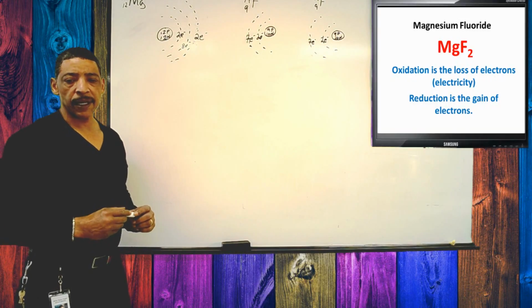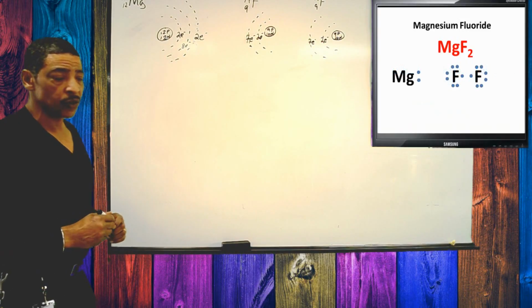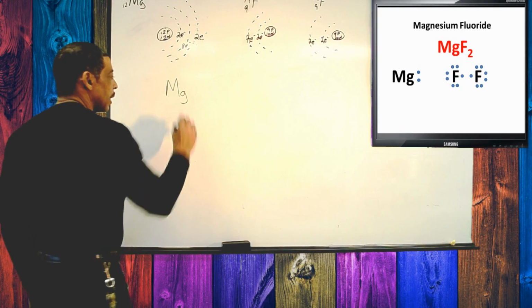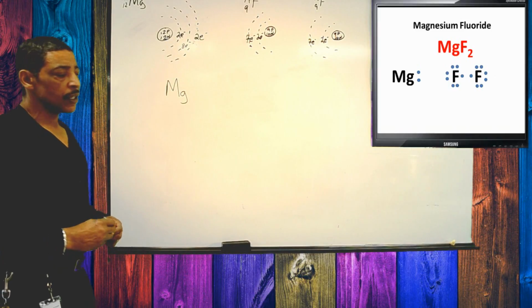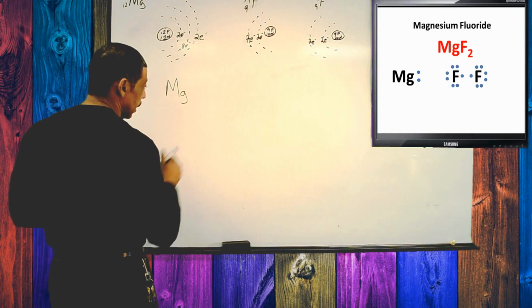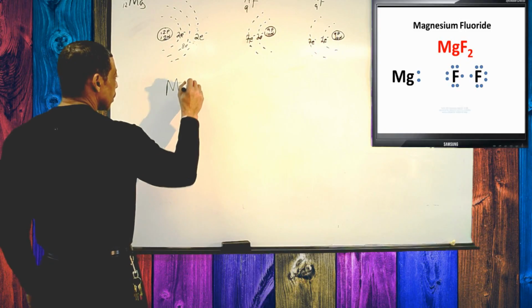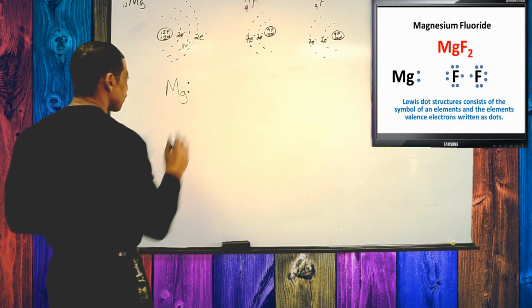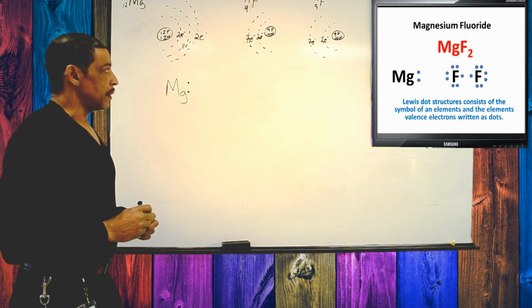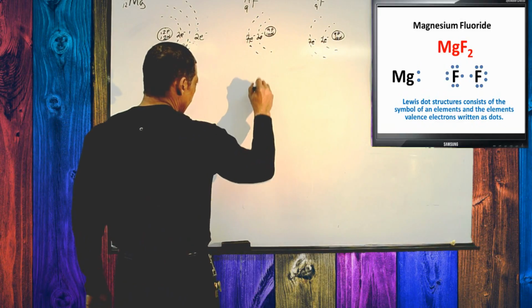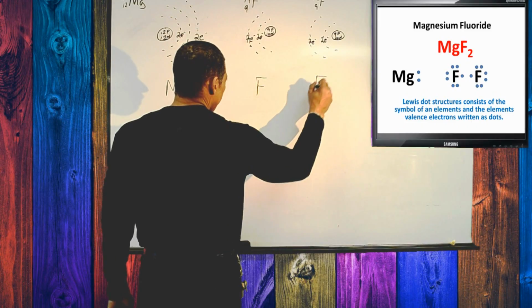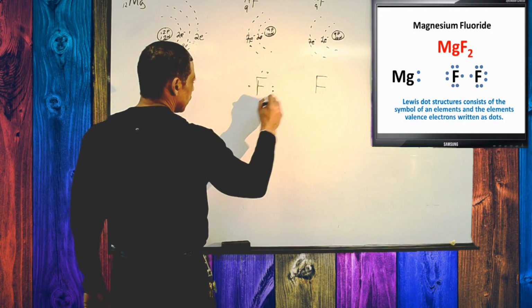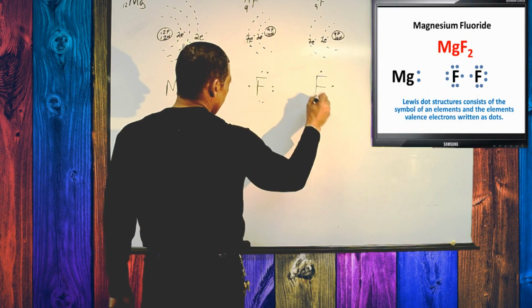The process is better illustrated using Lewis dot structures, where for magnesium we write Mg. A Lewis dot structure consists of the symbol of an element and its valence electrons. In this particular case, there are two. For the fluorine atom, we write F and 7 dots, since fluorine contains 7 valence electrons.